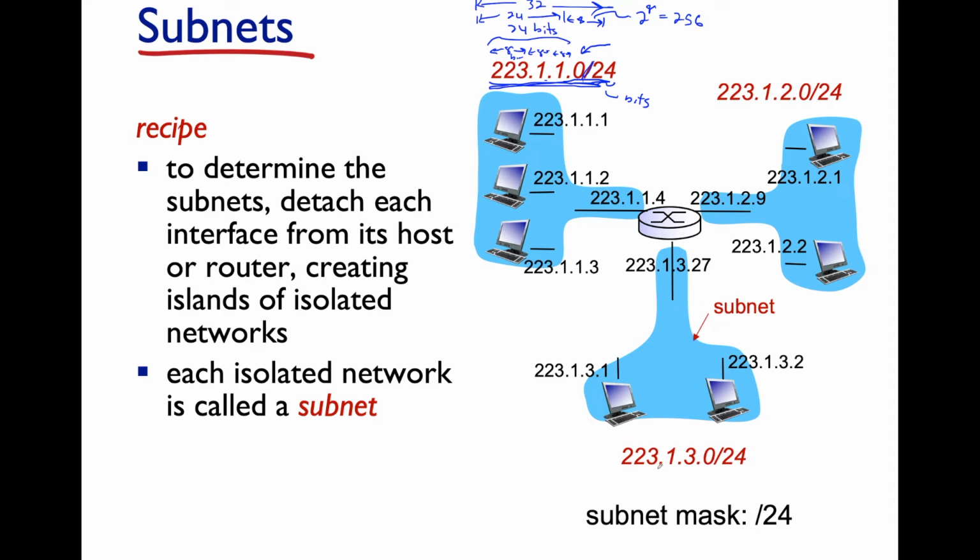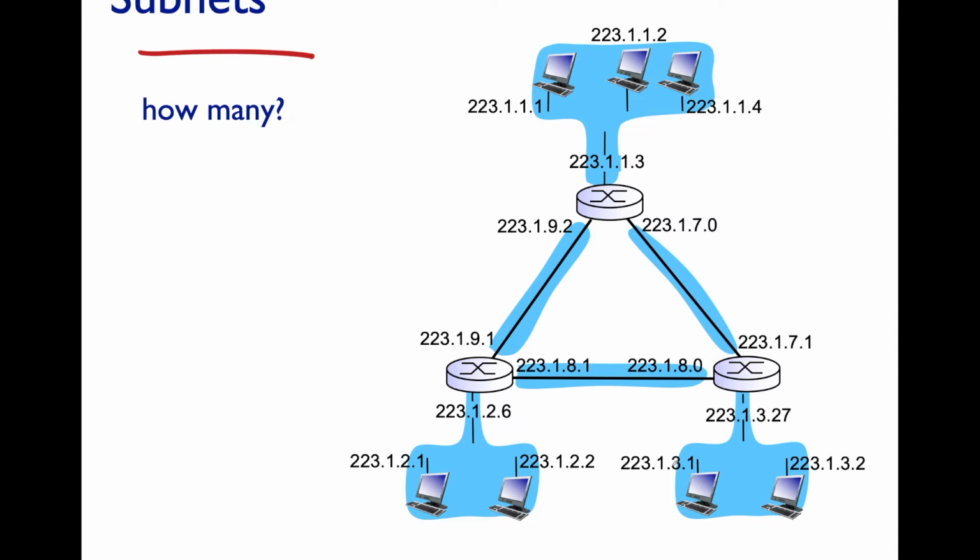And we also likewise in the bottom we have the network 223.1.3.0 subnet mask 24. So each isolated network is called a subnet. All right, so here's a question for you, and I encourage you to push pause. How many subnets are in this diagram? So I'll just wait for a moment. Please push pause, think about it, and come up with your answer.